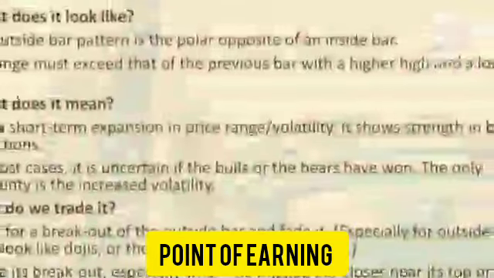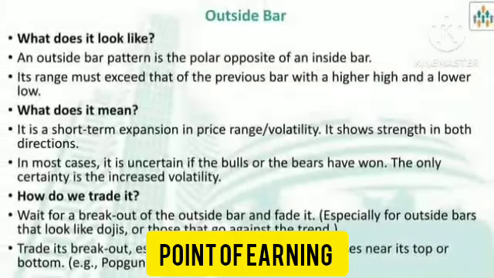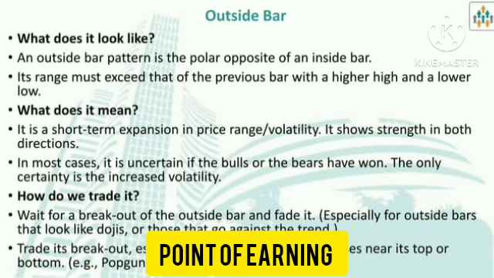Outside bar. An outside bar pattern is the polar opposite of an inside bar. Its range must exceed that of the previous bar, with a higher high and a lower low. It is a short-term expansion in price range. It shows strength in both directions. In most cases, it is uncertain if the bulls or the bears have won. The only certainty is the increased volatility.